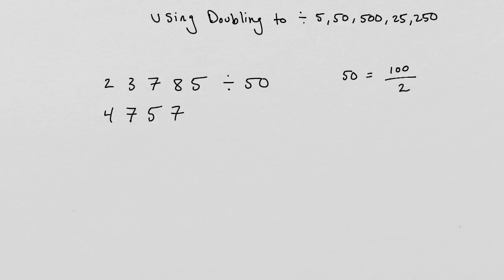5 times 2 is 10. Could go ahead and write down that 0. Now we've done the doubling. Now what we've got to do is move that decimal over 2 spots. So our final answer, 475.7.